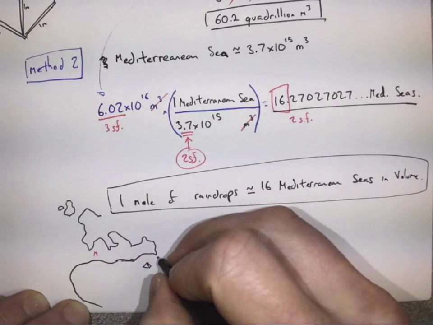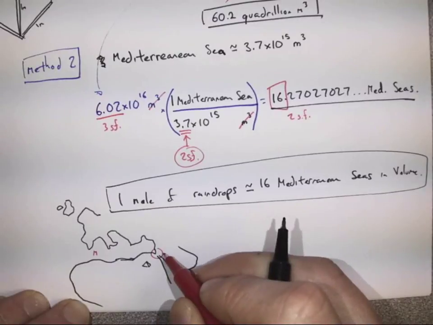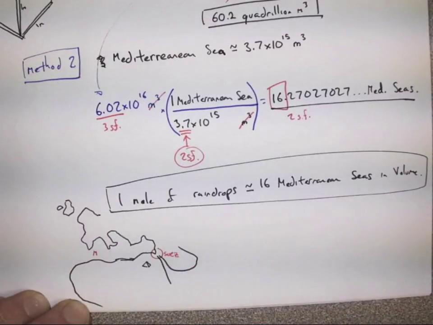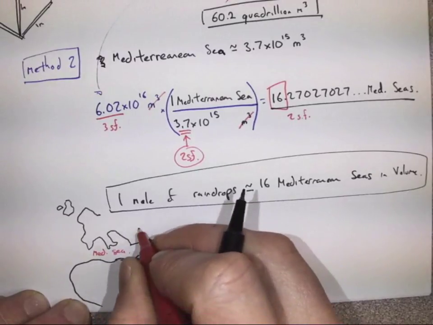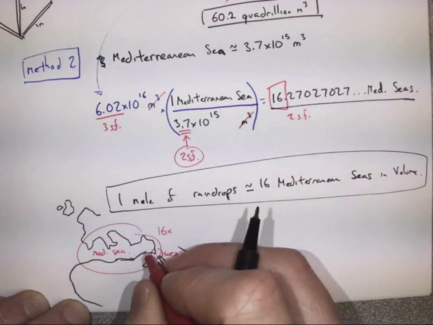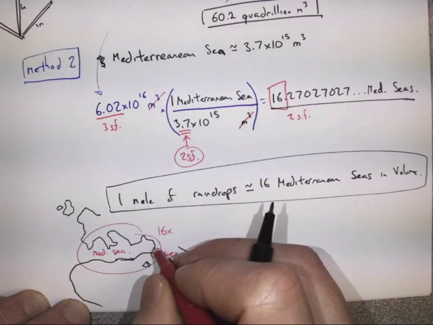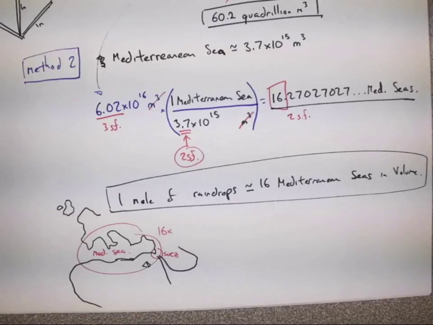This is the Suez Canal, of course, here, which comes here. And there's Saudi Arabia. It's the Suez Canal, which you may learn about in socials. And this is the Mediterranean Sea. And if you have 16 times that volume of all of the water in the Mediterranean Sea, all spanning all across Europe, that would be about 1 mole of raindrops.